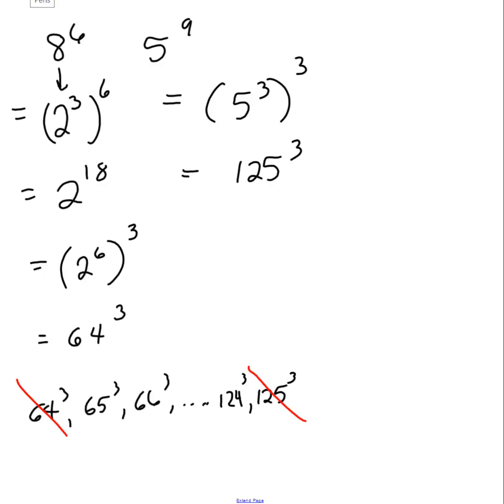So to find how many, you could count. The fastest way is to just do 125 minus 64, but then because you're not counting the beginning, you have to also take away 1, and you end up with 60 in total. So think about it.